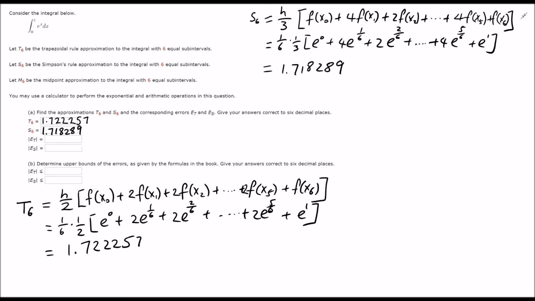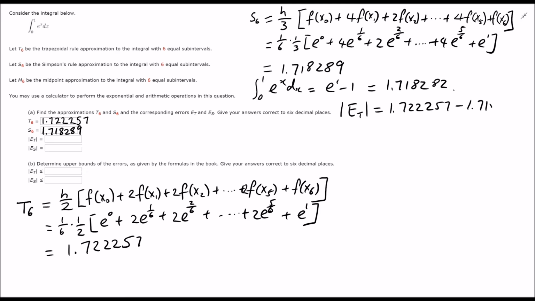And then it asks us to find the error of each of our approximations. So we need to find the true integral solution. The integral of e to the x is still e to the x, so the integral is e to the 1 minus e to the 0, which is 1.718282.